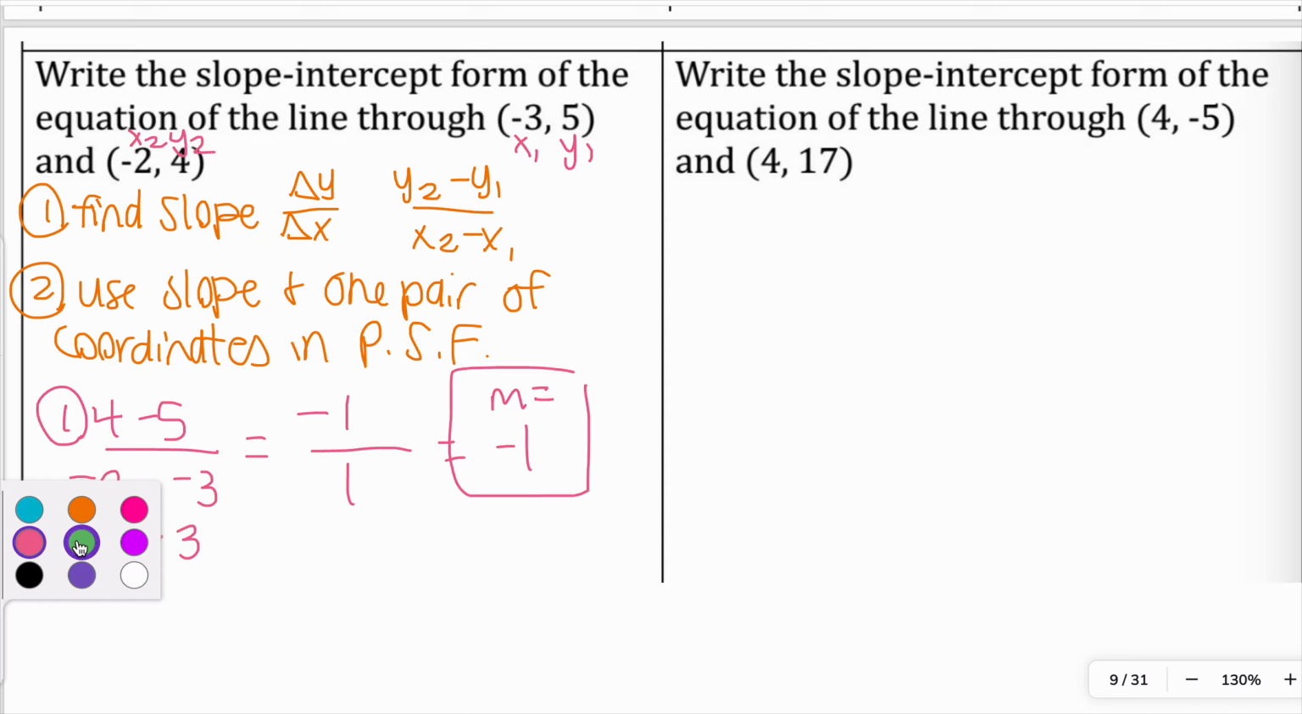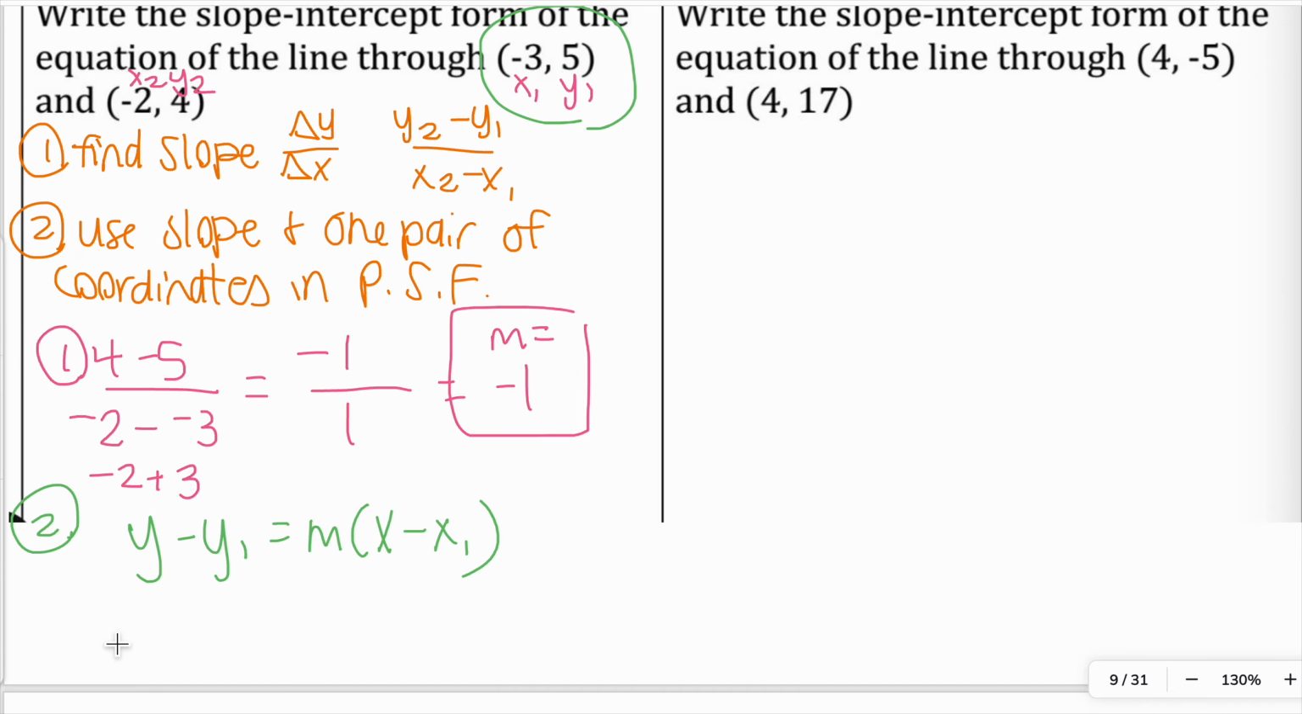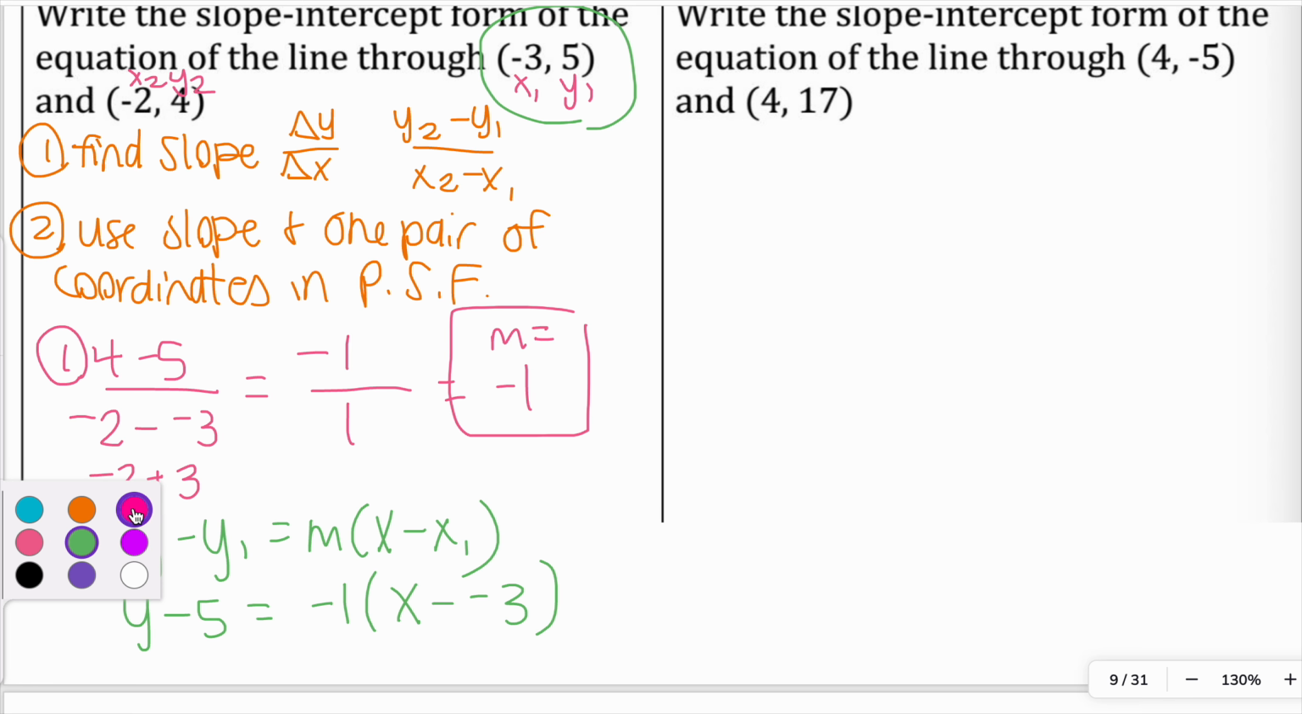Step 2 says, now that I have my slope, go ahead and use that slope in your point slope form, so y minus y1 is equal to m parentheses x minus x1, and plug it in with one of the points. Since I labeled this one x1, y1, let's just go ahead and use it. So my y1 is 5, so y minus 5 is equal to m, negative 1, and then x minus x1 would be x minus negative 3, but keep in mind, double negative actually changes to plus positive.